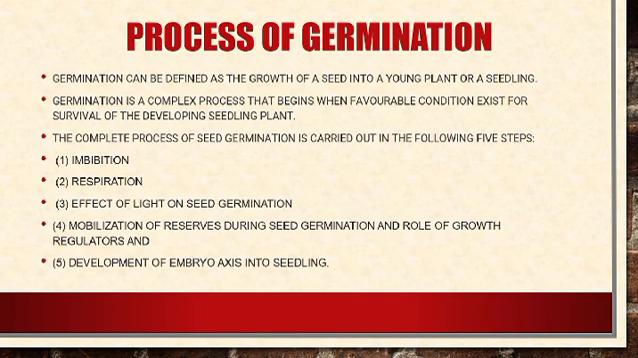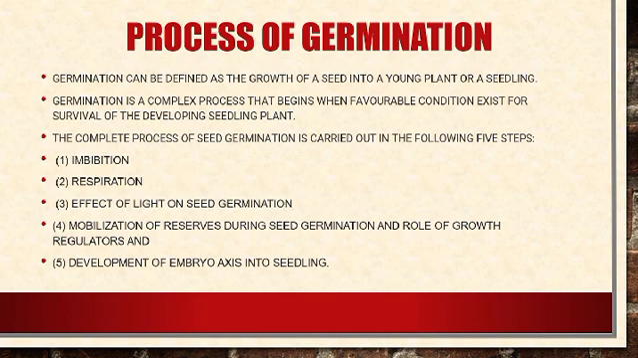Fourth step is mobilization of reserves. Mobilization of reserve food that is present in the cotyledon of the seed. The cotyledon contains the food reserves that help the growing embryo by providing nourishment. But this food has to be mobilized. This mobilization will take place with the help of the water that is imbibed by the seed.